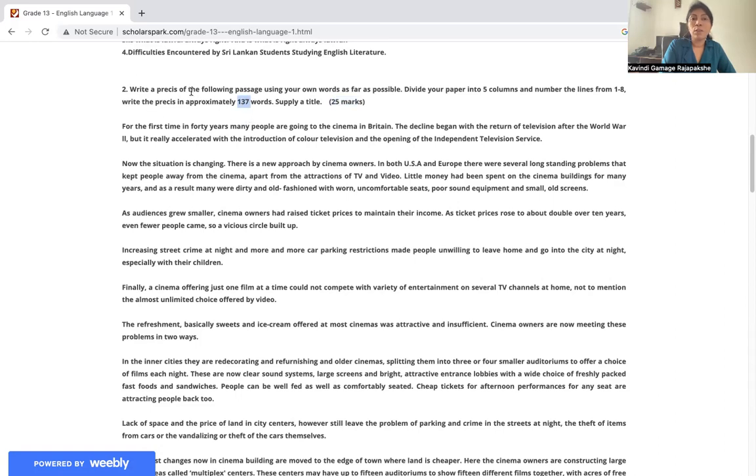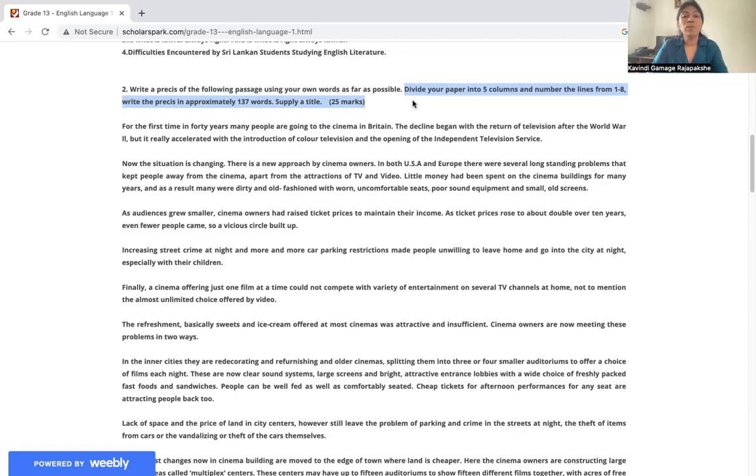Write a précis of the following passage using your own words. Remember, you have to use your own words, and you have to use them as far as possible. Then finally, when you complete your summary, you have to divide your paper into 5 columns and number the lines from 1 to 8. Write the précis in approximately 137 words. So it may be 140 or 142, or it may be 130, but don't exceed the number. And also write as much as you can. Don't write less than this, right?